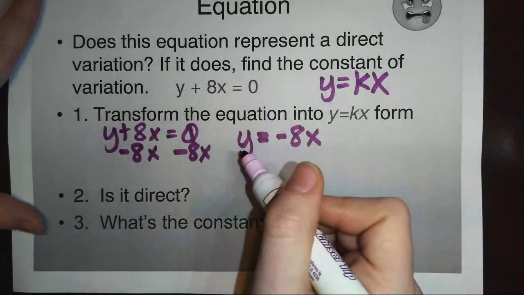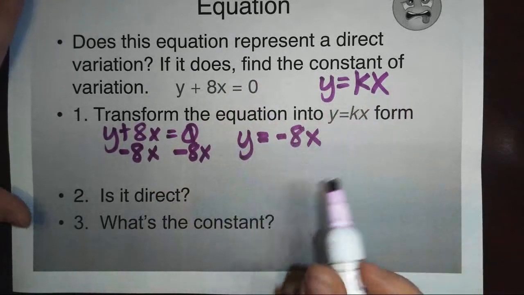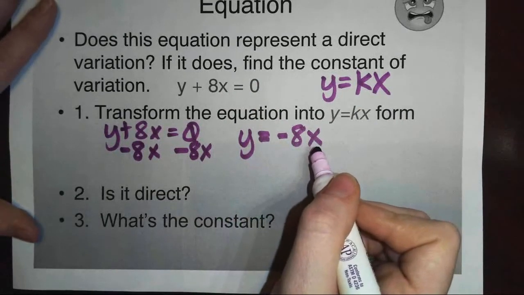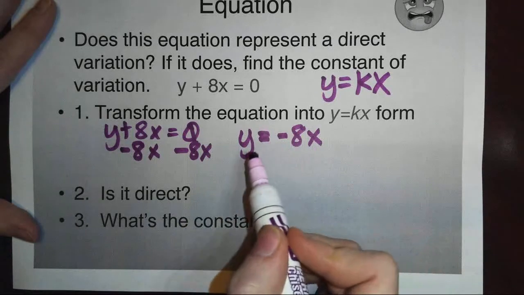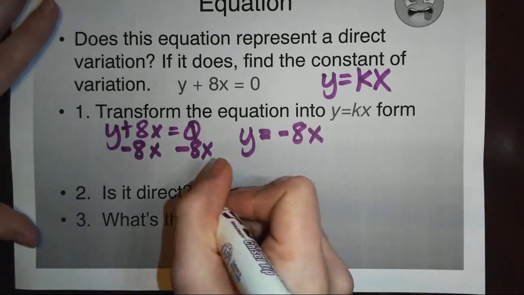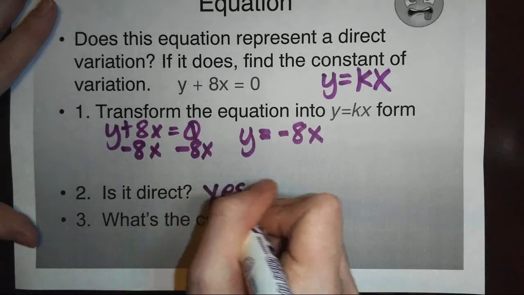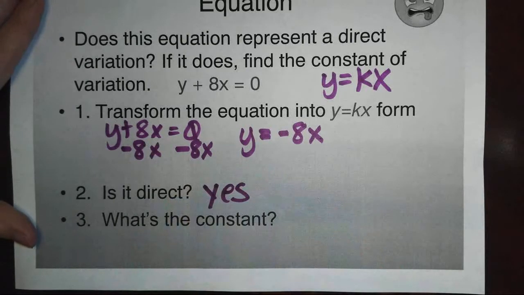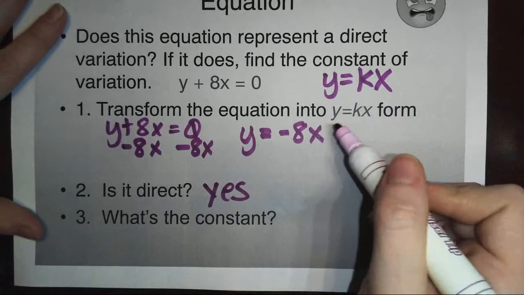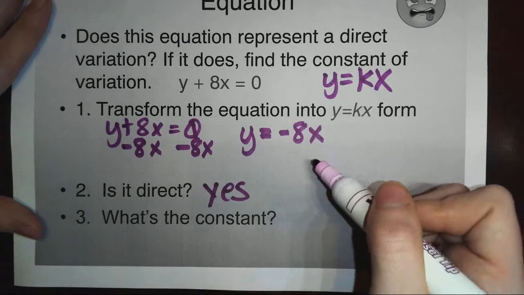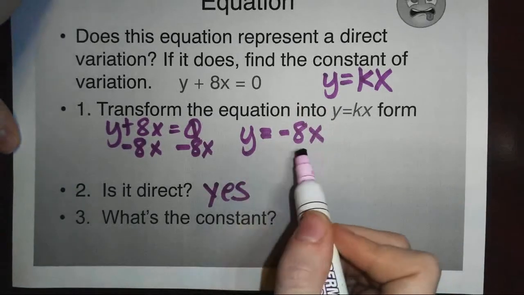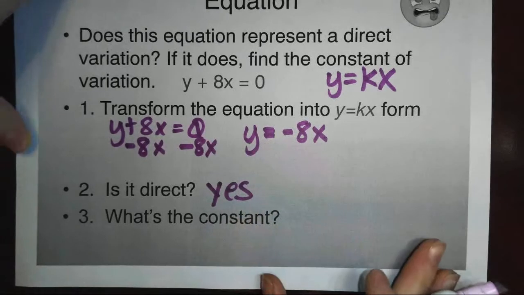Now it's in y equals kx form. So we have y equals some number times x. That tells us that it is a direct variation because we have our dependent variable equals some number times our independent variable. So that is a direct variation. Now, the rules for direct variation equations are you can't be adding anything onto the end or subtracting anything. Can't be dividing by x or dividing by y. You have to be able to put it in exactly this form. y equals some number times x.